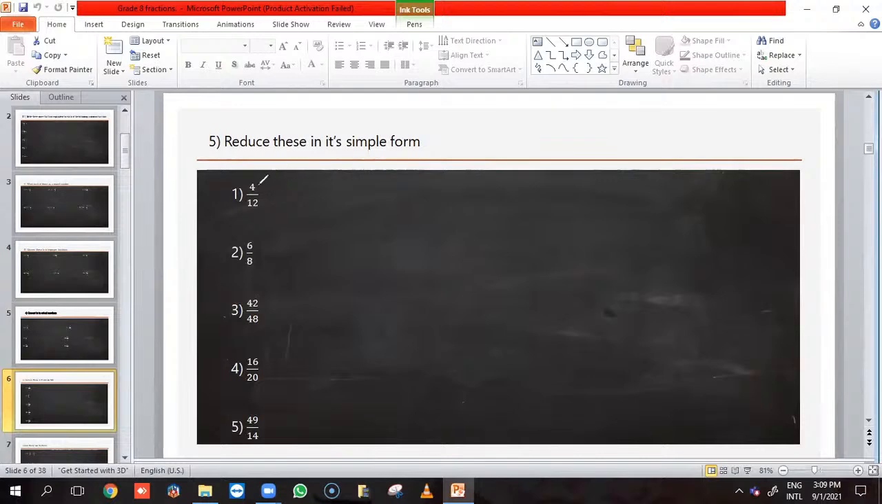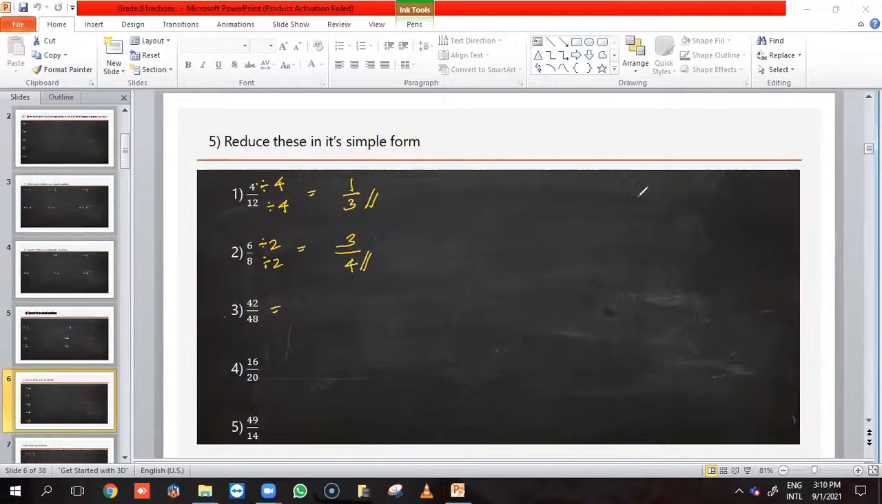So you can see this is divisible by 4, right? Over the line, divide by 4. Below the line also divide by the maximum possible number we can divide, that is 4. Then over the line, divided by 4, 1. Below the line 12 divided by 4, that is 3. 1/3 is the answer here. Now look here. This is divisible by 2. This is also divisible by 2. 6 divided by 2, 3. 8 divided by 2, 4. And 42, and this is 48.